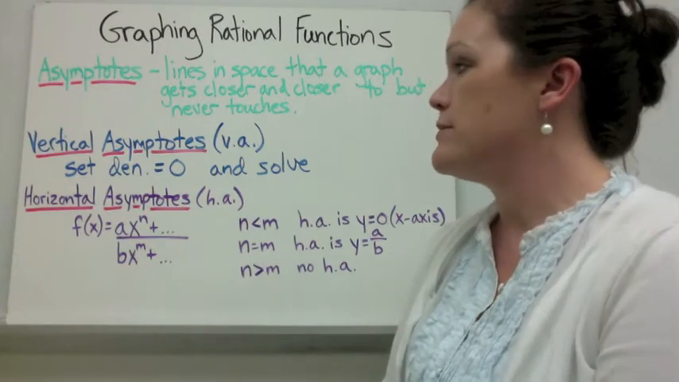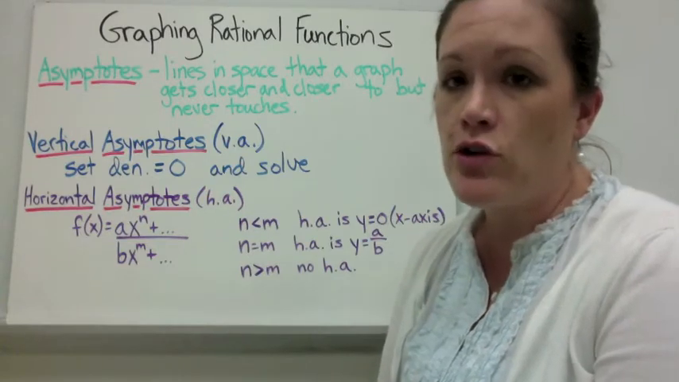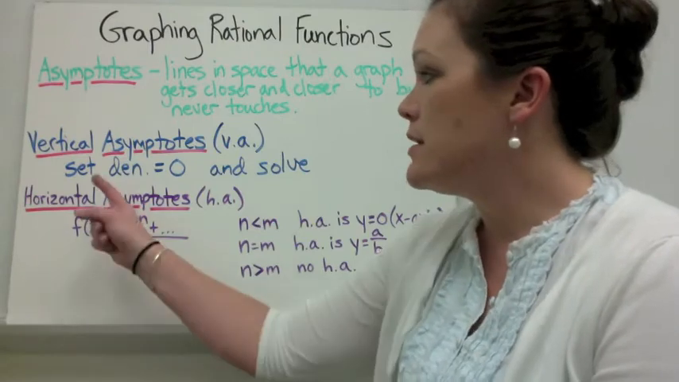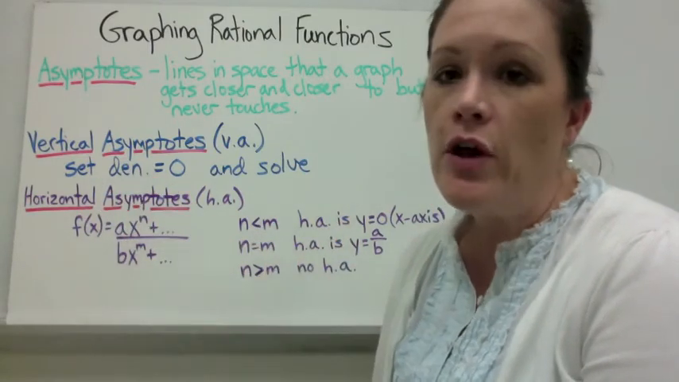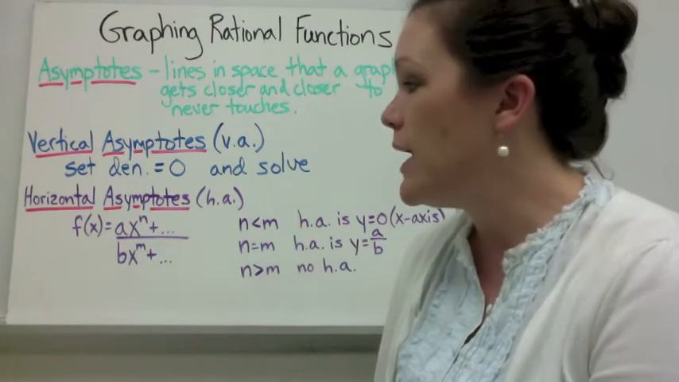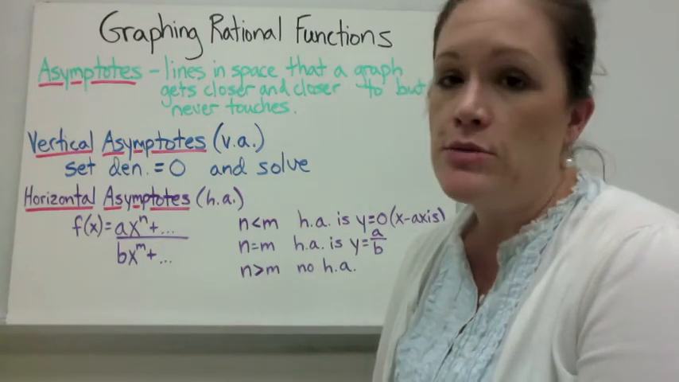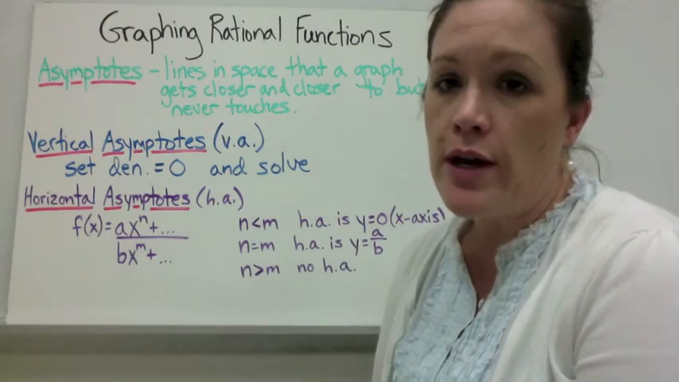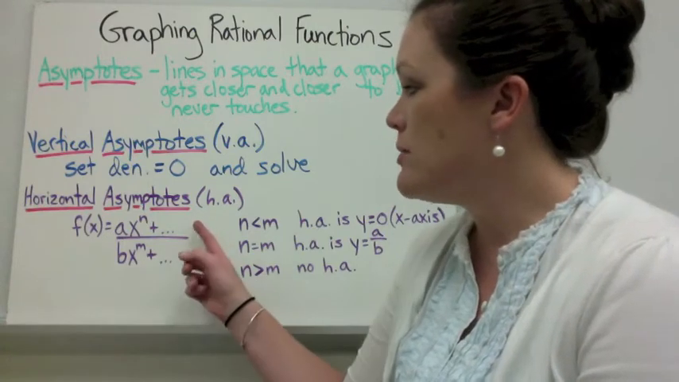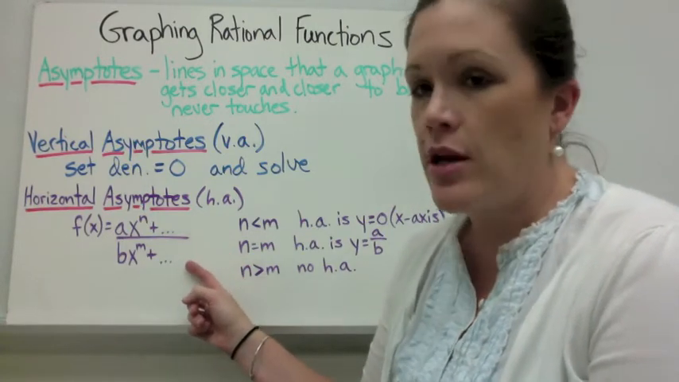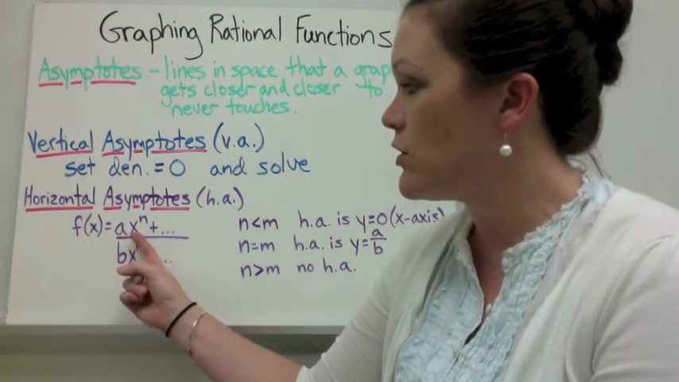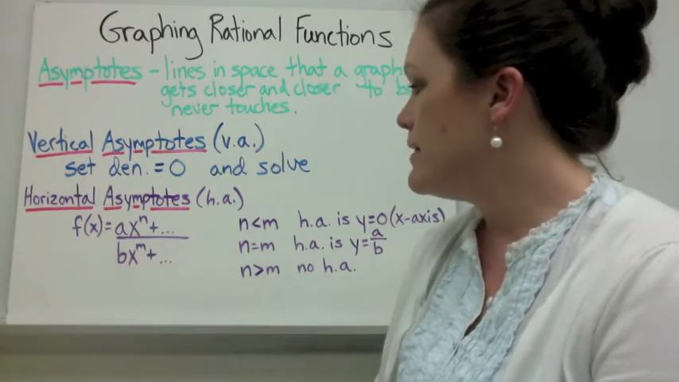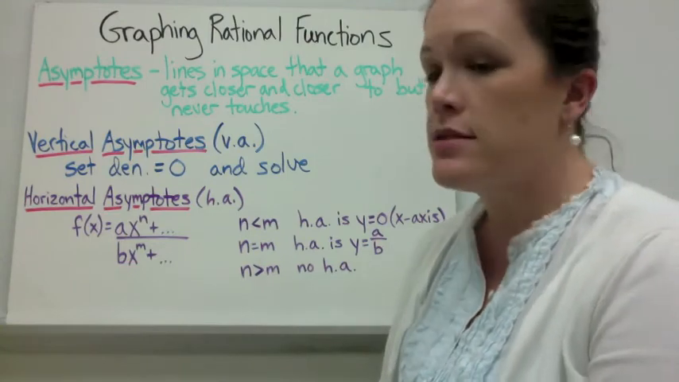For vertical asymptotes, so these are imaginary vertical lines, we can set the denominators of our function equal to 0 and solve to figure out the values that would make it undefined. For horizontal asymptotes, you have to compare your numerator and your denominator. So you want to make sure that the numerator and denominator are in standard form, so that means you have your largest degree term in the front.